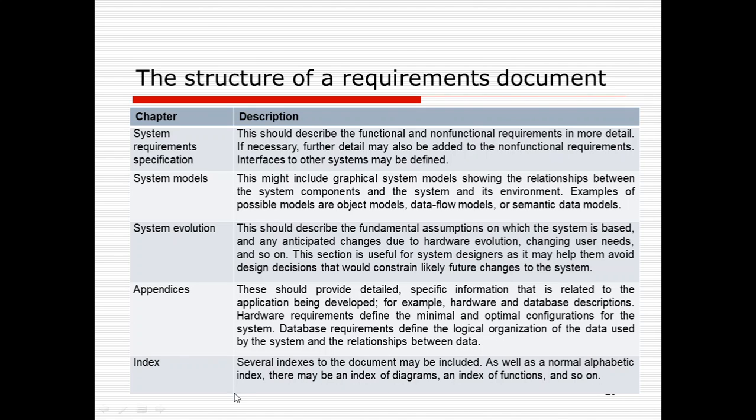They may be done in the normal alphabetical index. Okay, so there may be an index of diagrams, an index of functions, and so on. By going through the index, people can easily understand where a particular table exists, or where a diagram exists, or in which chapter a particular function is. All these things can be easily found out by going through the indexes. So these are different chapters, components of the requirement document.